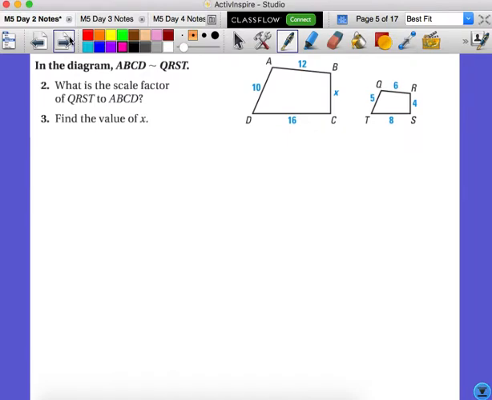So in the diagram, the figure on the left is similar to the figure on the right. What is the scale factor of, and pay attention to the order, the right to the left? So I need to pick a number from the right figure. I might start with 6. You can pick any side you want, as long as it has a corresponding value in the other figure. So I'm going to say my scale factor is 6 corresponds to 12, and then I'm going to simplify. So my scale factor is 1/2. So from right to left, 1 unit in QRST represents 2 units in ABCD.